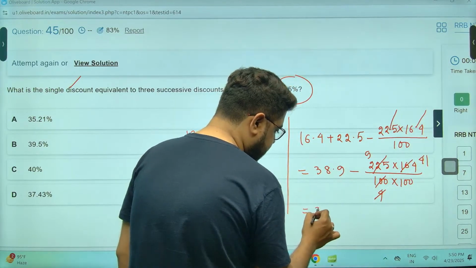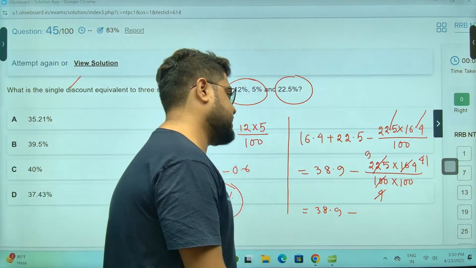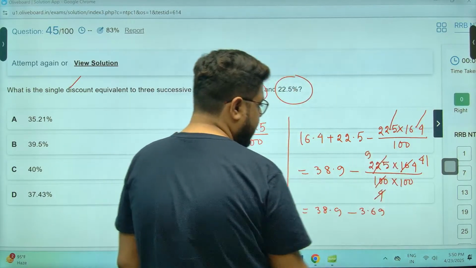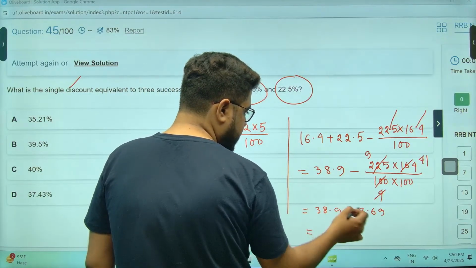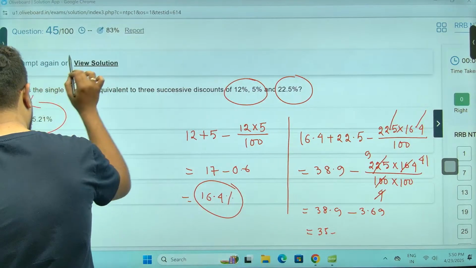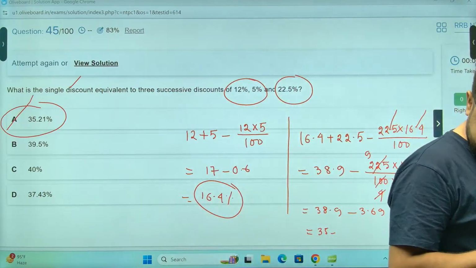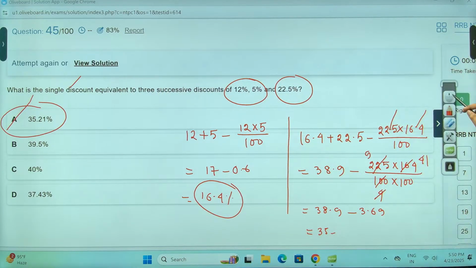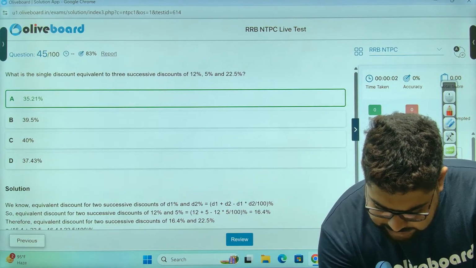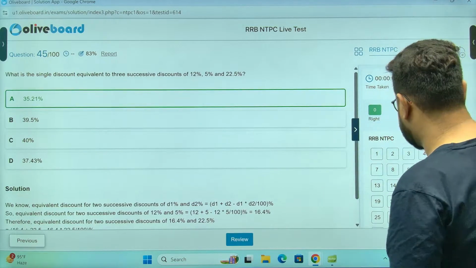38.9 minus 41 into 9, 410 minus this, or rather 360 plus this 9, 369, 3.69. So if you get to 35 point something, there is only one option. Option A is the correct answer. There is only one option satisfying that. That is your answer, sir. Clear, everyone? Everybody clear, sir? Simple question. Simple one, sir. Moving on.